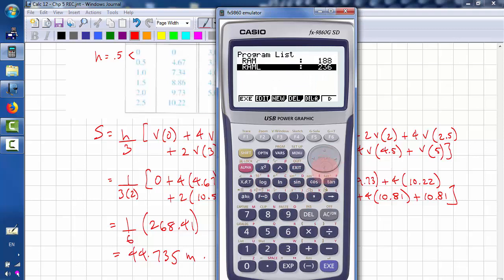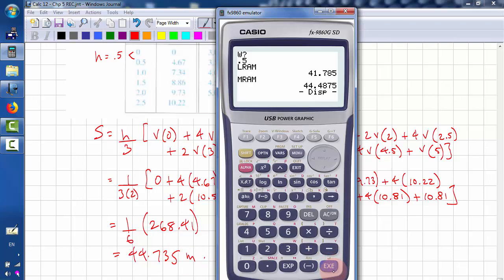Okay, we're going to execute RAM-L, and the width is 0.5. LRAM, not terribly accurate. MRAM, pretty close. RRAM, not so close. TRAM, again, it's going to produce the same value as MRAM. And SRAM, 44.735. And that completes this lesson.